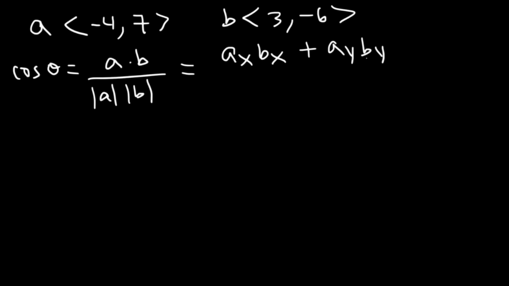-4 times 3 is -12. 7 times -6, that's -42. 4 squared is 16. 7 squared is 49. 3 squared is 9. -6 squared is 36. -12 minus 42 is -54. 16 plus 49, that's going to be 59 plus 6, which is 65. And 9 plus 36 is 45.